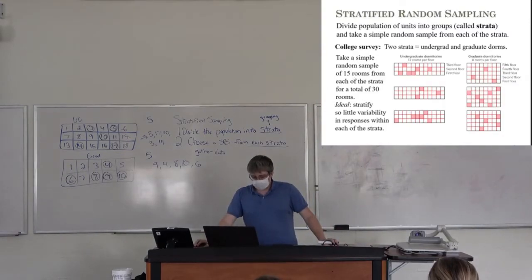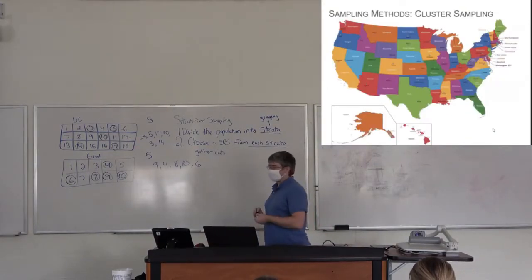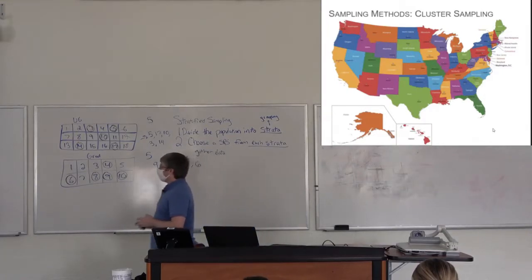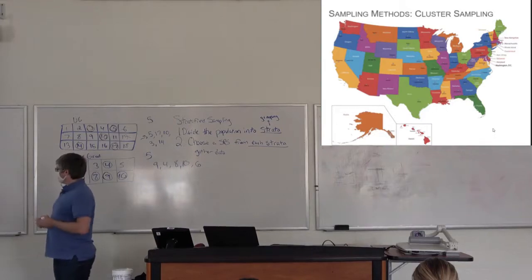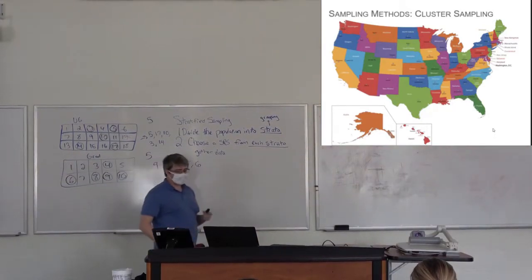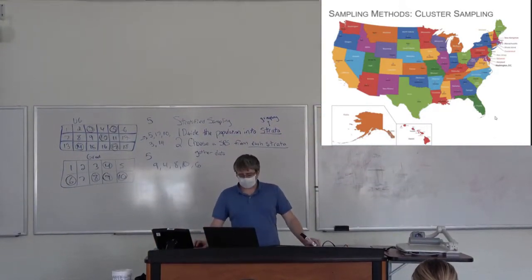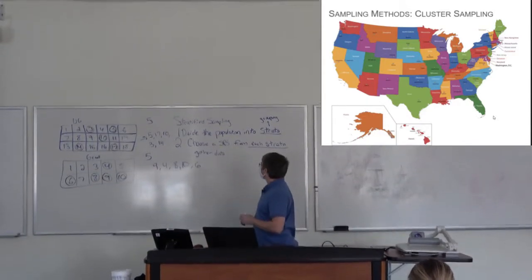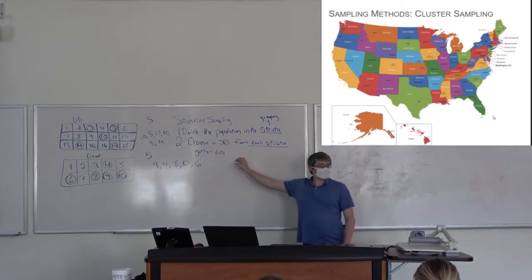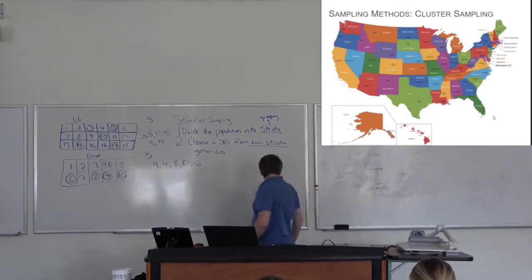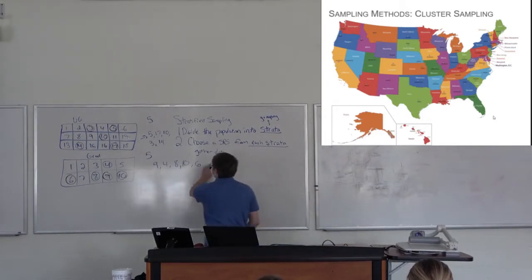Another way of grouping is through cluster sampling. So I have a whole bunch of the states here, a map of the United States, just to represent how we can cluster sample. Does anybody need this on the board still? Okay. Let me erase that.